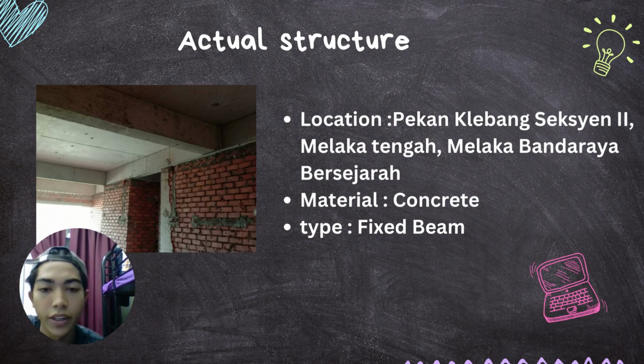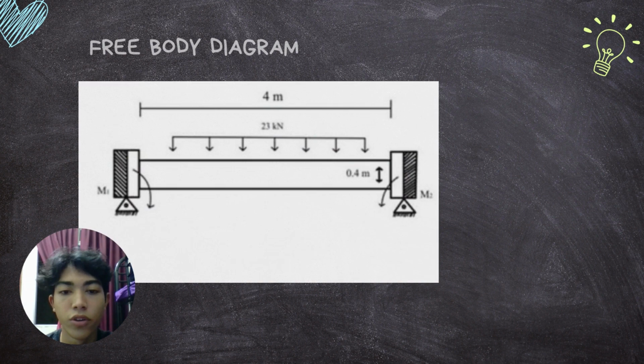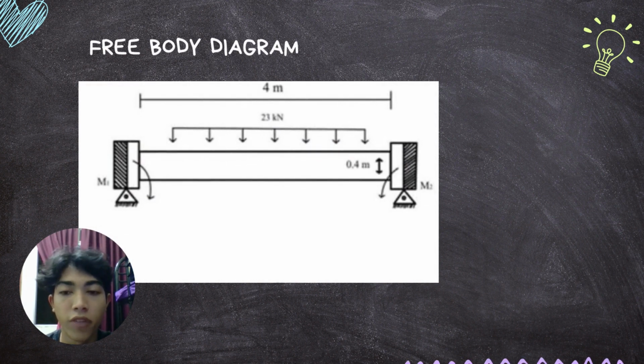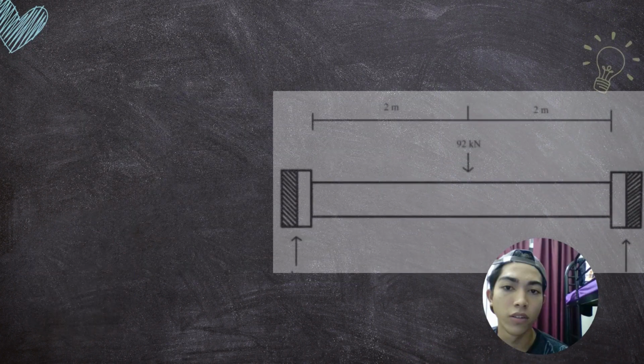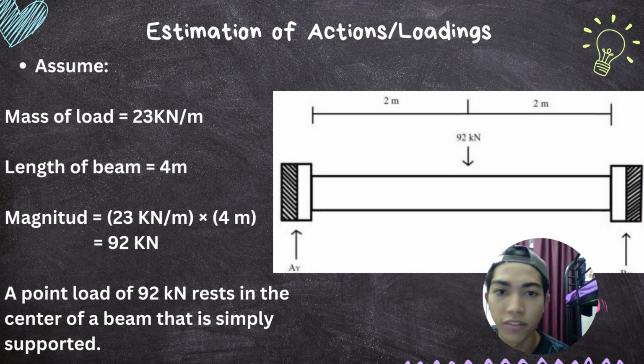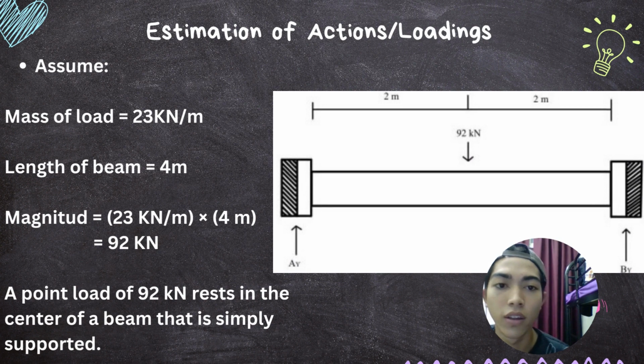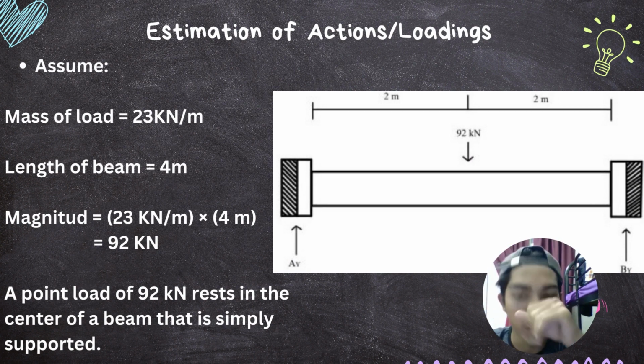The material of the beam is concrete, and the type of beam that I chose to put in the report is a fixed beam. So this is the free body diagram for the fixed beam. The fixed beam is supported by two fixed supports at each end, left and right. So this is the estimation of action, load and loading.